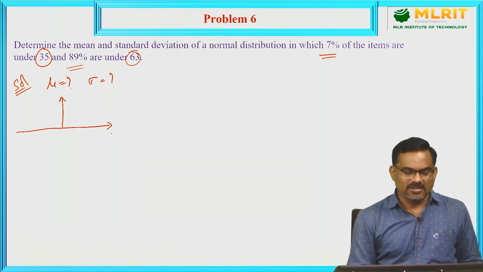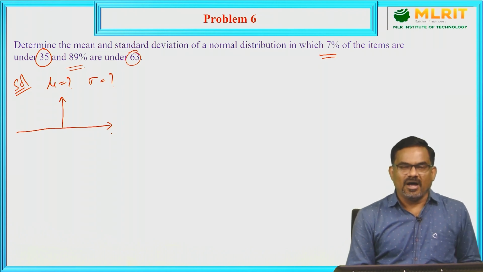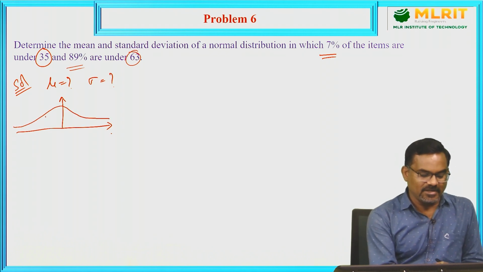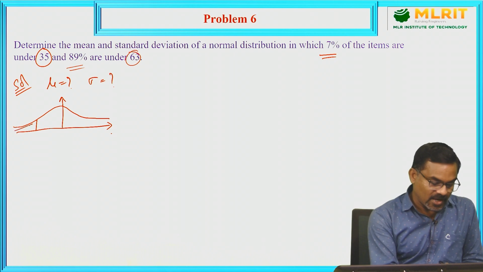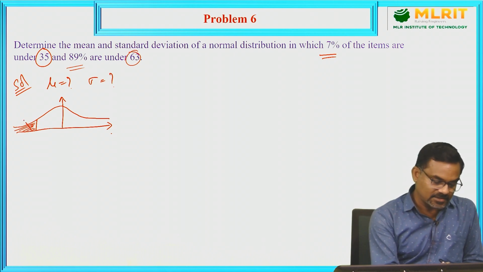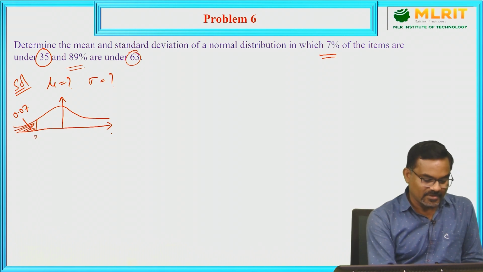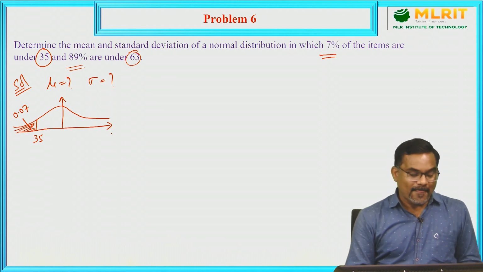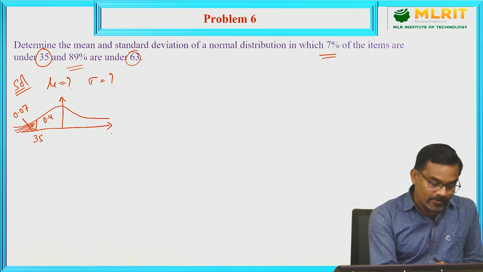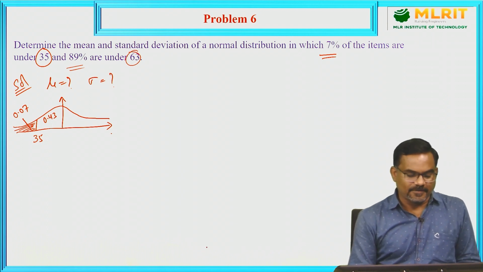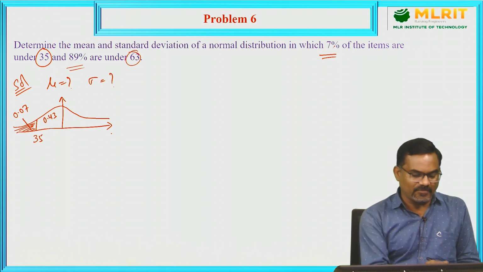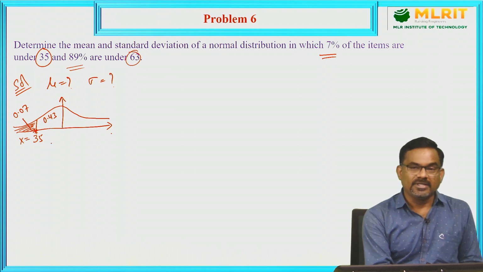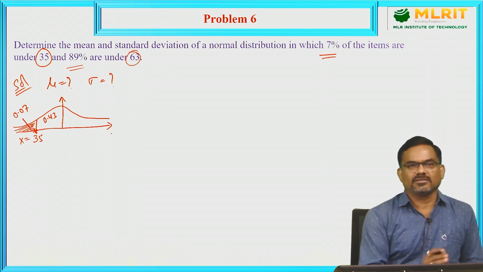7% means less than 0.5, and the values are under 35. That means that it lies on the left side, so the negative portion. So I can consider this as 7%, 0.07, less than 35. That means the remaining portion will be 0.43. Is it clear? So what is the given data? 7% of items are under 35. So let us consider x equal to 35; 7% of items are less than that value.